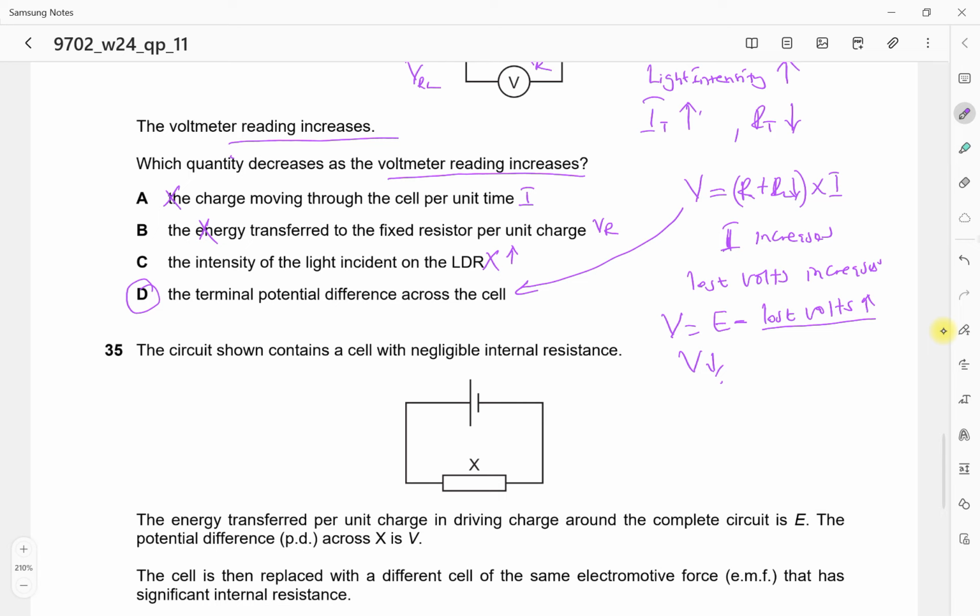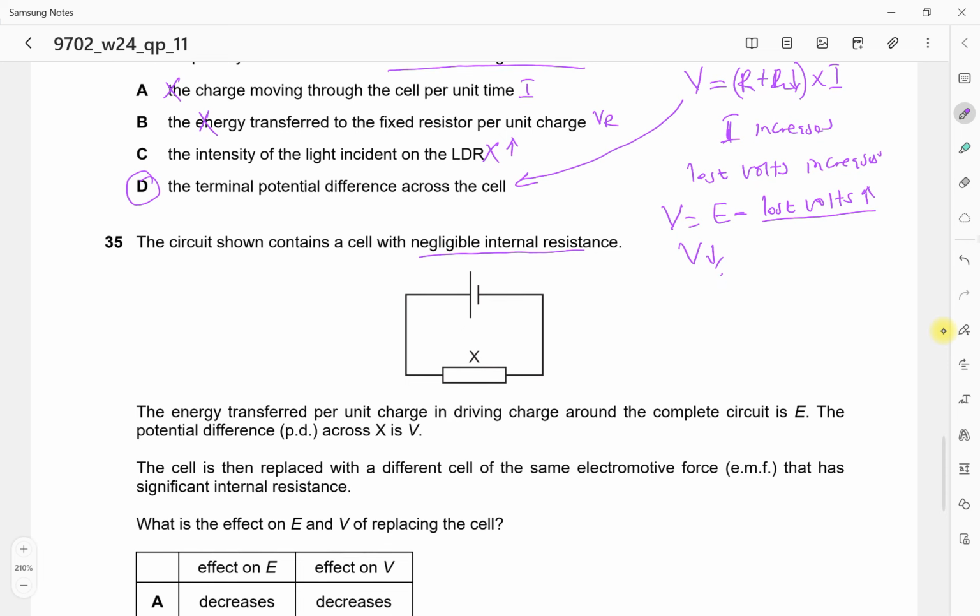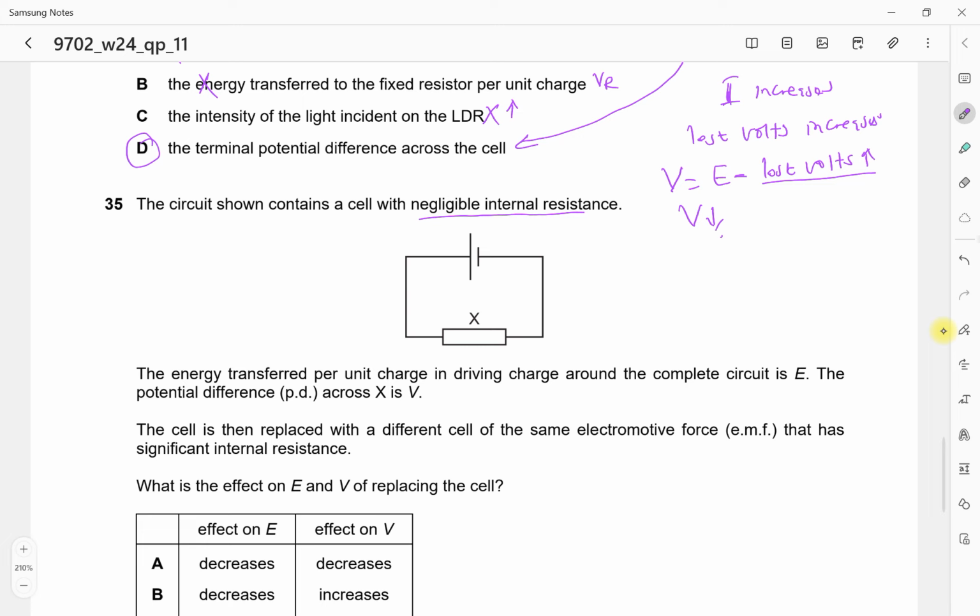The circuit shown contains a cell with a negligible internal resistance. The energy transferred per unit charge in driving the charge around the complete circuit is E. Okay, the energy transferred is E. The potential difference across X is V. So in this case, E is going to be the same as V if there is no internal resistance.